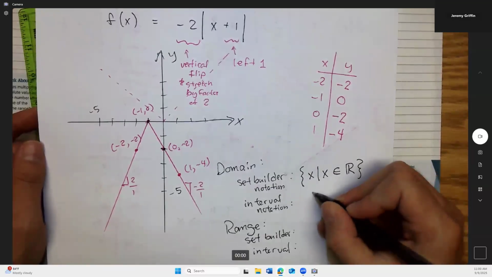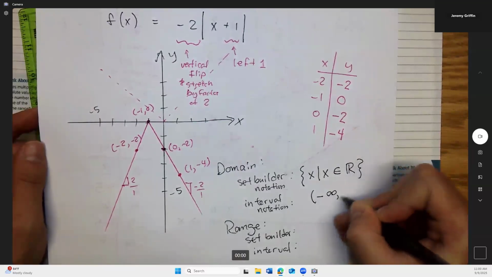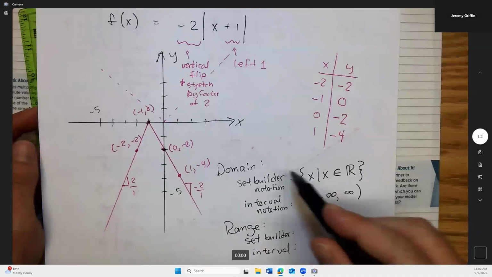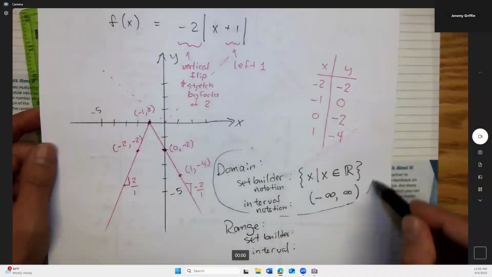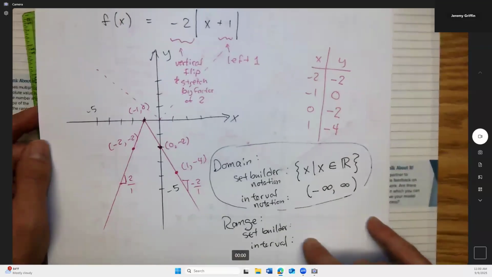I looked it up. So open parenthesis, negative infinity to infinity, close parenthesis. I got it. Okay, now that's the domain right there. So that's the possible x values. Let's do the range. The range works out a little different.